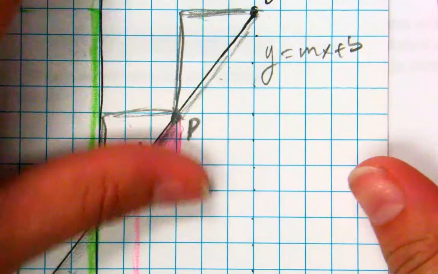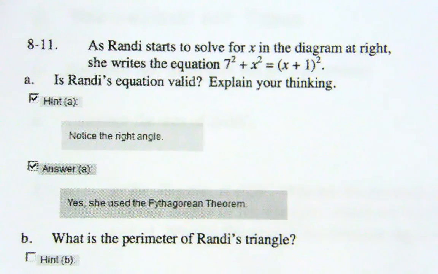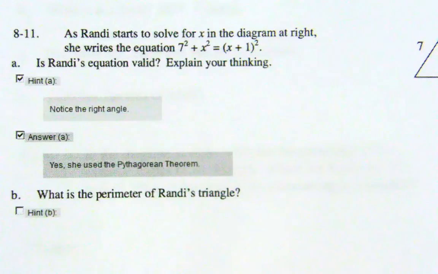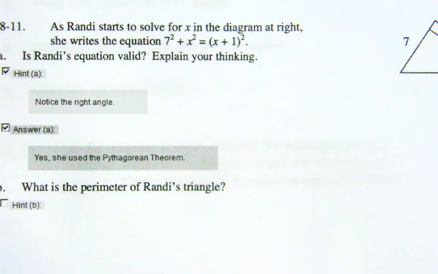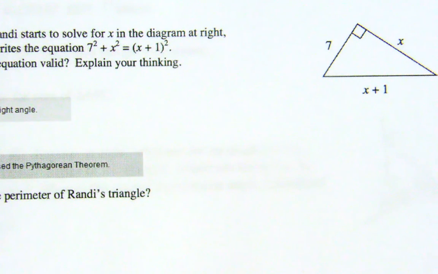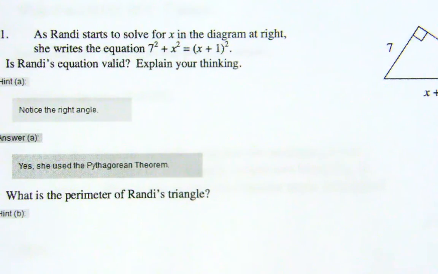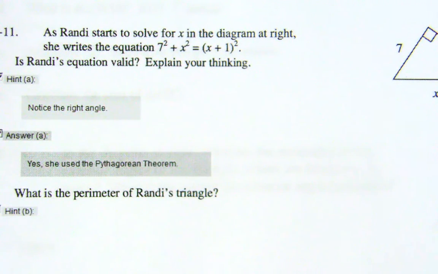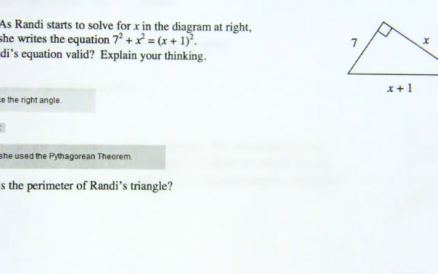Let's see, number 10 is done. Number 11. It says, Randy starts to solve for x in the diagram at the right. She writes the equation 7 squared plus x squared equals x plus 1 squared. Is Randy's equation valid? Yes, it definitely is valid. She used the Pythagorean theorem.